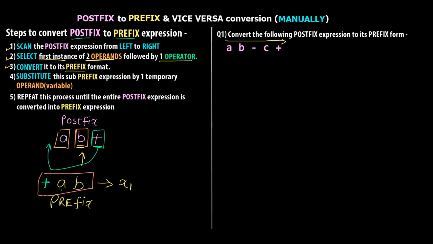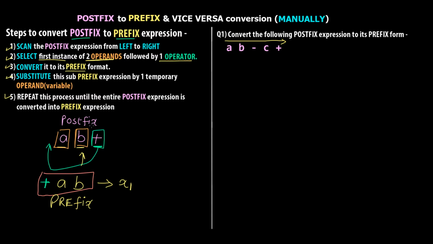Just name it something different than the existing variables. So we have a and b over here, so we'll name it as x1, x2, x3. You can also do y1, z1, whatever you want. Then after step number 4, step number 5 is repeat this process until the entire postfix expression is converted to its prefix format. Now obviously this was a very small example where we only had 2 operands and 1 operator.